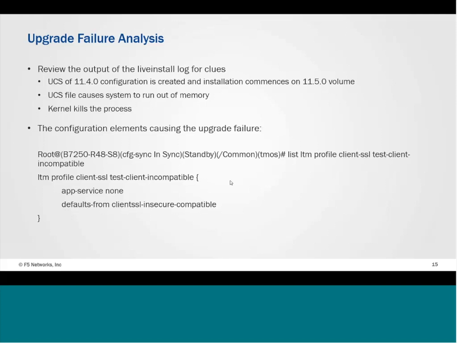Now, the key points to take away from the analysis we did on the command line is the UCS configuration is created, and then the installation commences on the new volume. At some point where the UCS is invoked to install the configuration to the 11.5.0 volume, it gets stuck because there's a variable which is non-existent, which is the SSL profiles in question.